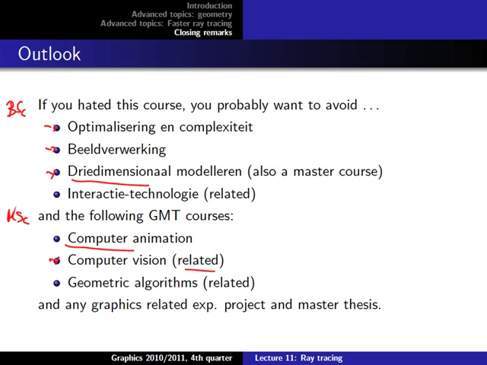Unfortunately, there is no advanced class on rendering. So there is no advanced computer graphics course here at the university, but if you're interested in computer graphics, you can always do experimentation projects or a master thesis. There are a lot of people who are not directly doing research in graphics, but doing research that is kind of related to computer graphics.